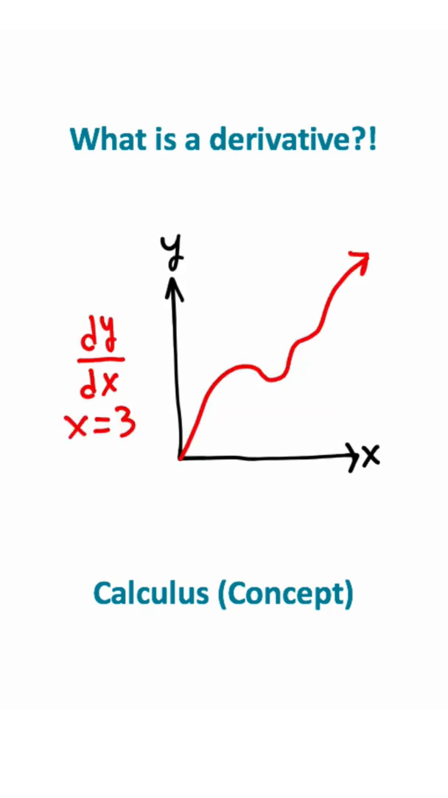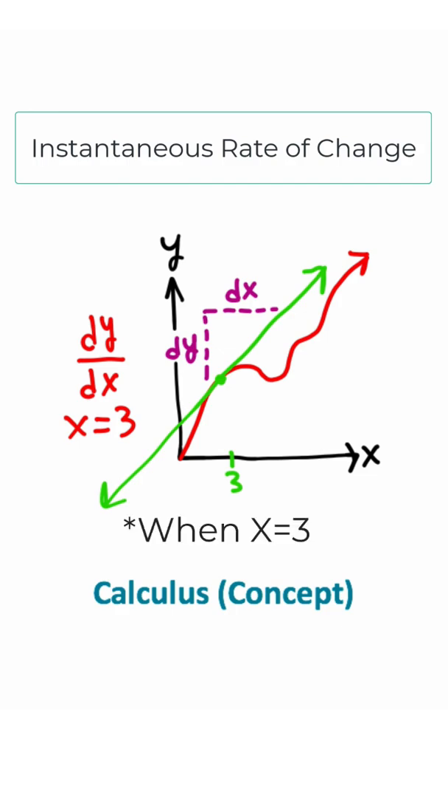So for example, if you had a curve like this and you wanted to find the derivative where x equals 3, you go to where x equals 3 on your x-axis and you draw a tangent line to that point. The slope of this tangent line is going to be your derivative. So let's use an example of this.